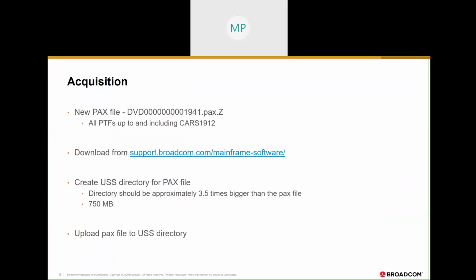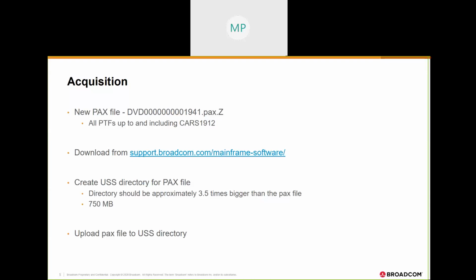So there is a new PAX file that went GA in March 2020. It contains all PTFs up to and including CARS 1912. It's much easier to upgrade with this PAX file since fewer PTFs need to be applied.